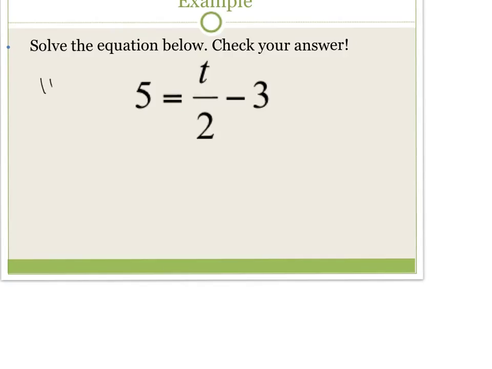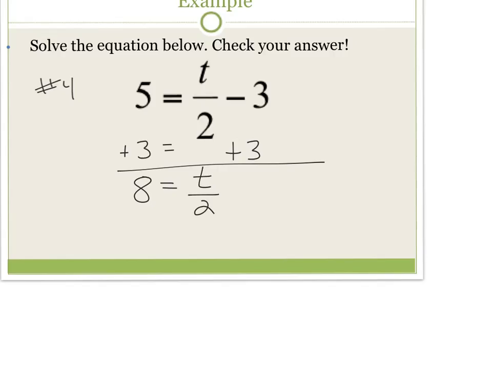This is number 4 in your notes. Write this equation down. To solve this, you see that we have a t divided by 2 minus 3. Well, like in the last problem, we're going to undo the addition subtraction first. So we're going to add 3 to both sides. And this helps us stay away from fractions. So on the left we have 8. On the right we have t divided by 2. And minus 3 plus 3 canceled out.